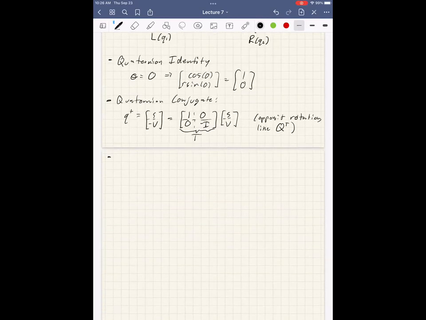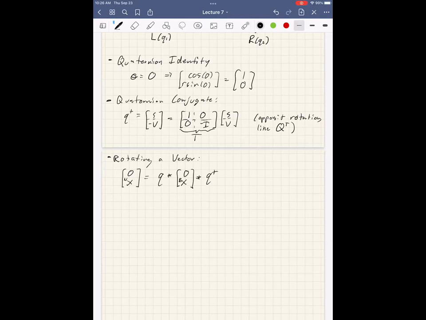Cool. Next thing to talk about is rotating a vector with one of these. This looks like the following. So if I have a vector in the body frame and I want to rotate it to the inertial frame, I do this. I stick the vectors in as the vector part of a quaternion with zero scalar part, and then I do this. So I smush it on both sides with the quaternion.